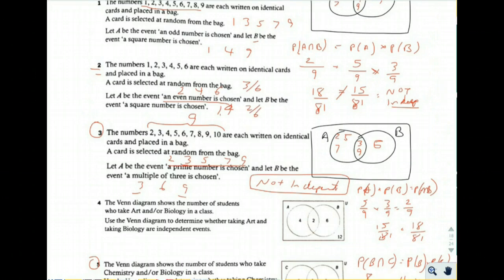So if you multiply those together, do you get the same as the probability that an even and square number is chosen? And the only number that is both is 4. So if I multiply 2 6ths times 3 6ths, do I get 1/6? And so let's check that out. 2 times 3 is 6. 6 times 6 is 36. Yeah, 6 out of 36 is 1/6. So we have found an example of an independent event.